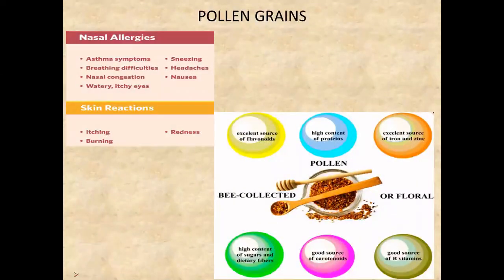So pollen grains are also equally useful. They have excellent flavonoids. They have a high content of protein. They're a rich source of iron and zinc. They're also a good source of vitamin B and carotenoids. And they contain a high content of sugar and dietary fibers. Dietary fibers, carotenoids, vitamin B, iron and zinc, protein content, flavonoids: a substitution food.